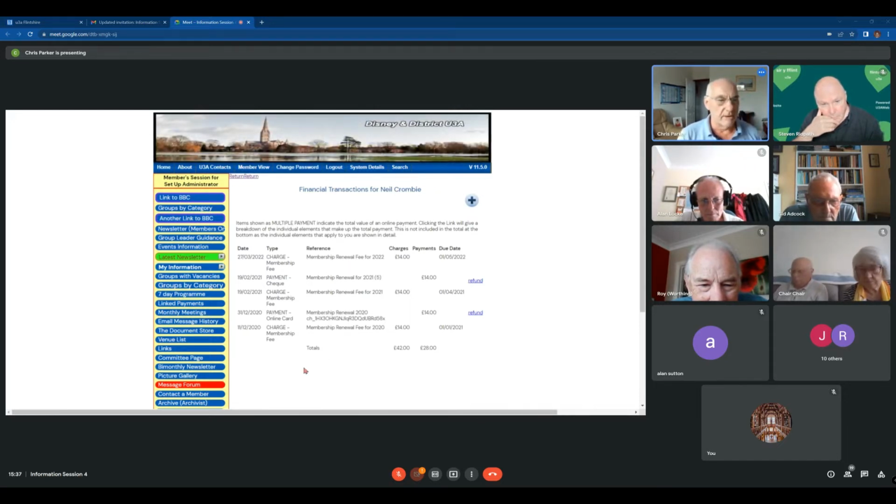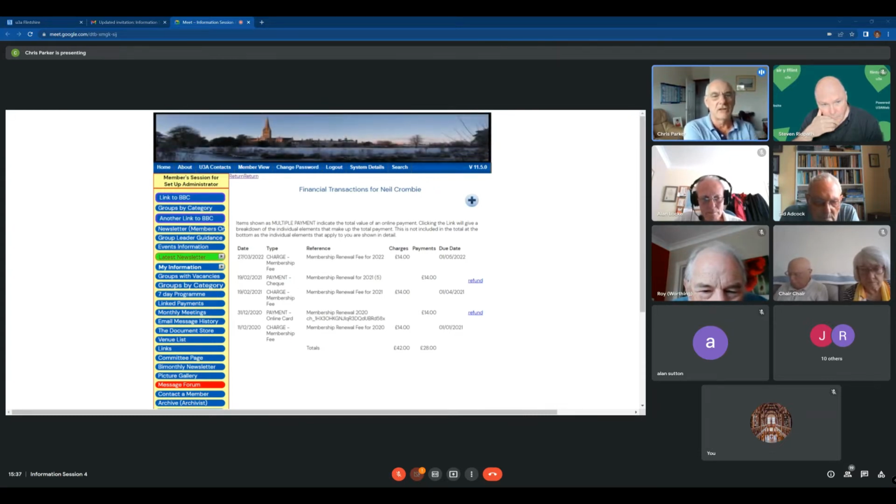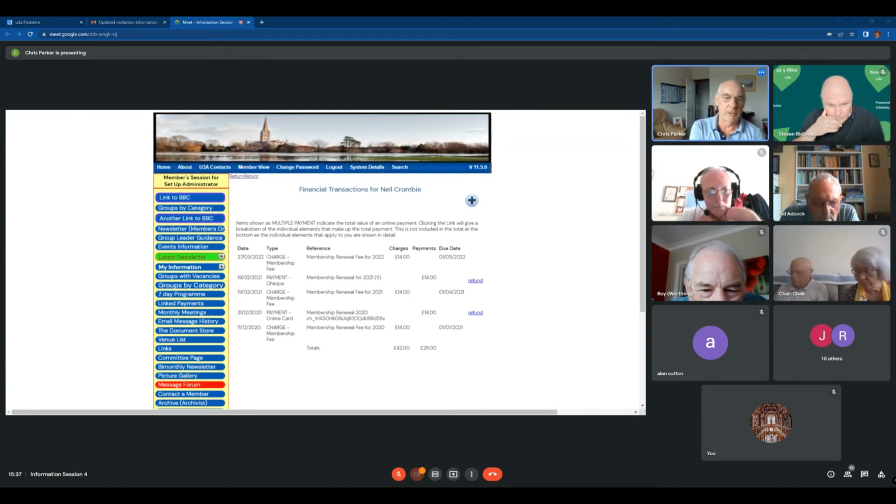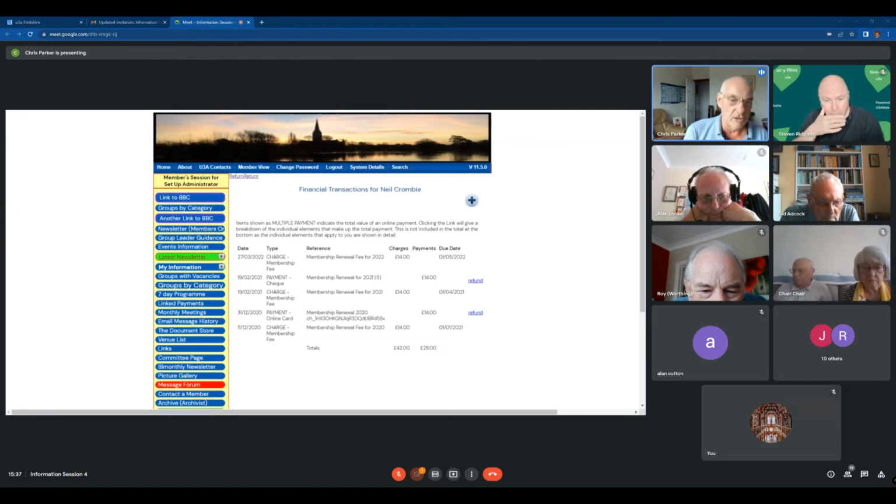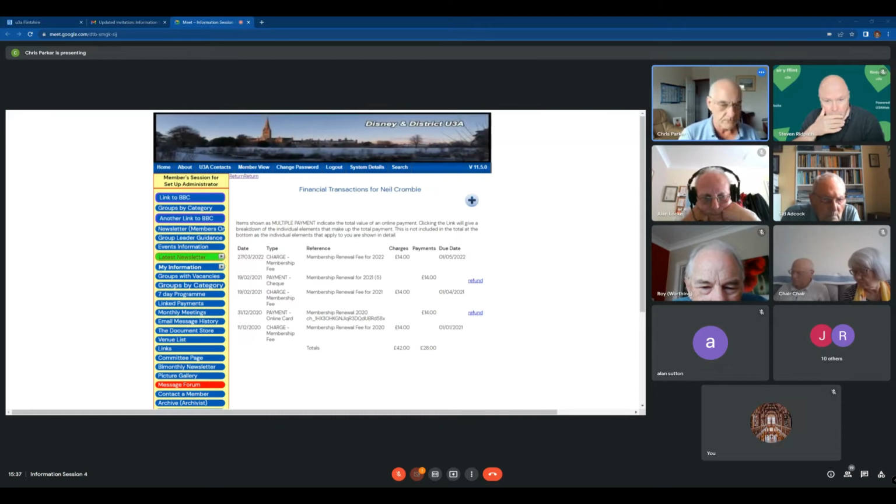So I've just taken this as an example here, and you can see this is nearly the same as the financial transactions you get when you look at your own, except that only shows the payments you've made and how much and things that you owe for. This is the Treasurer's view of it, where it gives you the charges that are raised and the payments.